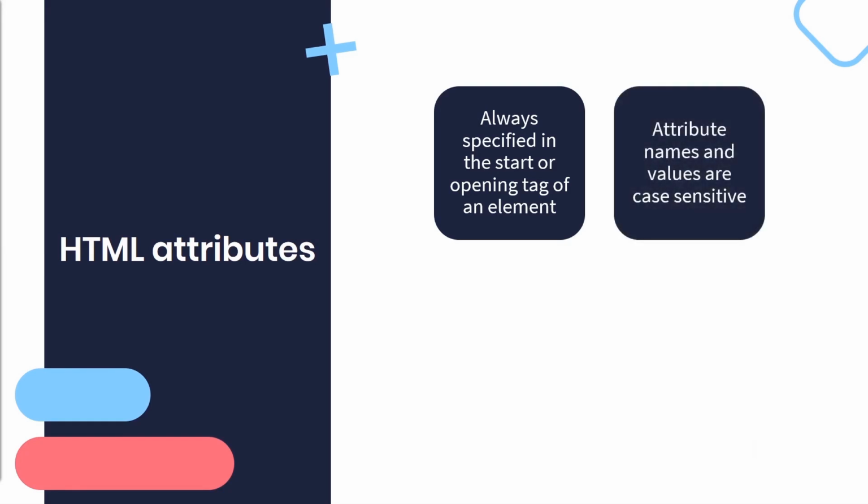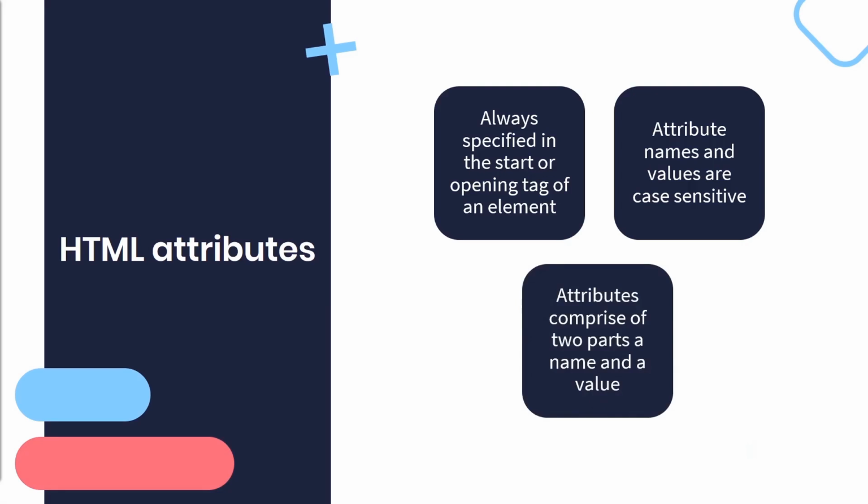And then following this, attribute names are case sensitive, so you cannot use uppercase and lowercase as a mixture when you are specifying attributes. And then lastly, when it comes to attributes, this essentially comprises of two parts, and these are very important. The first part is the name of the attribute that you want to manipulate and the value that you are assigning to the name of the attribute.